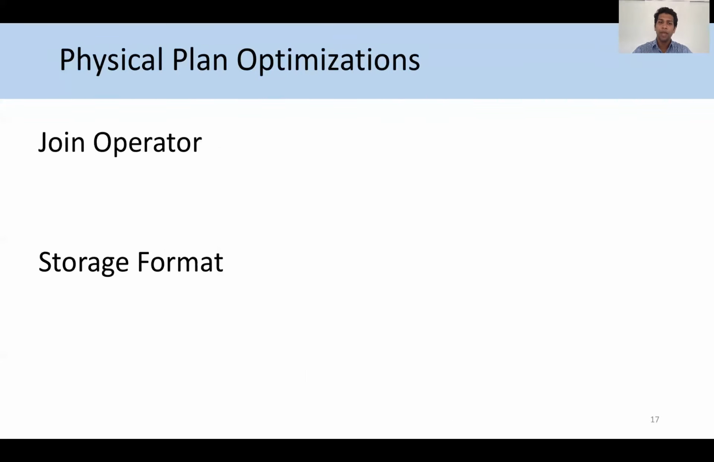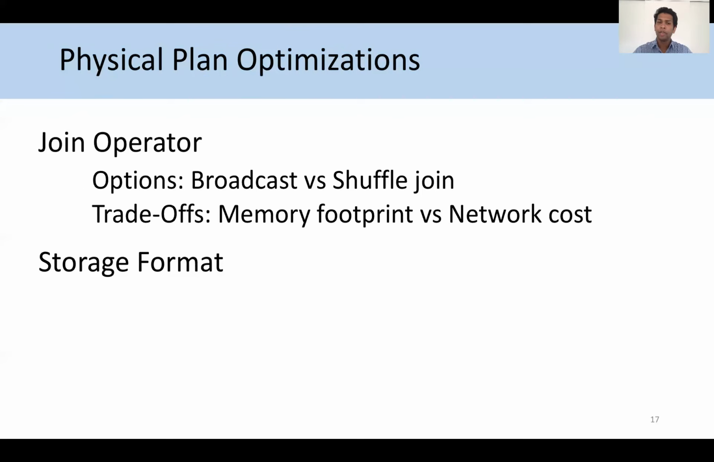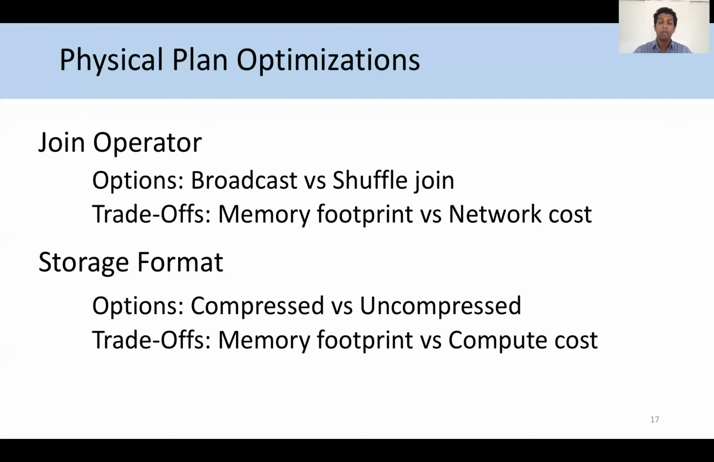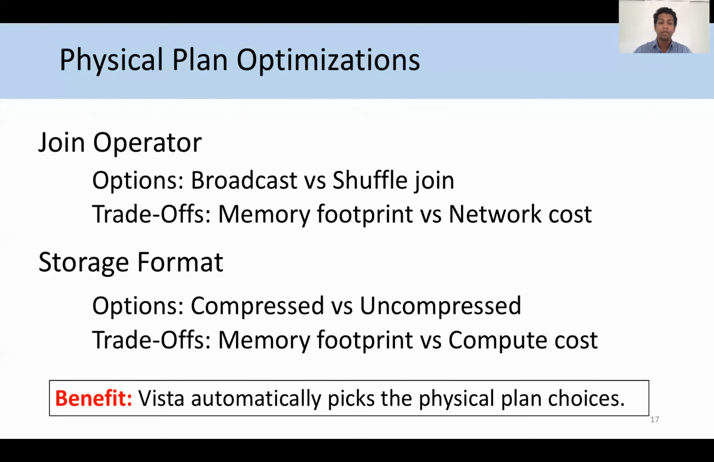In terms of physical plan optimizations, Vista picks the join operator between the structured features and the CNN features, and also the storage format for storing intermediate data in memory. For the join, the available options are broadcast versus shuffle, and they essentially trade off between memory footprint and network cost. For storage format, the available options are compressed versus uncompressed, and they essentially trade off between memory footprint and compute cost. Vista automatically picks these values based on the characteristics of the given workload.